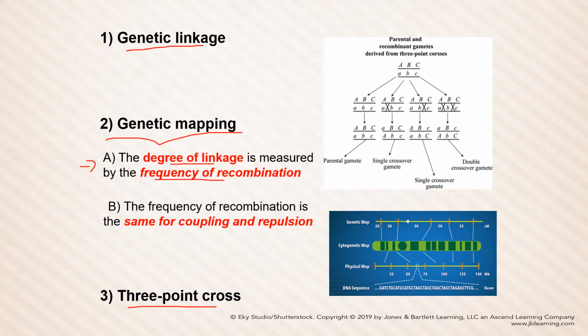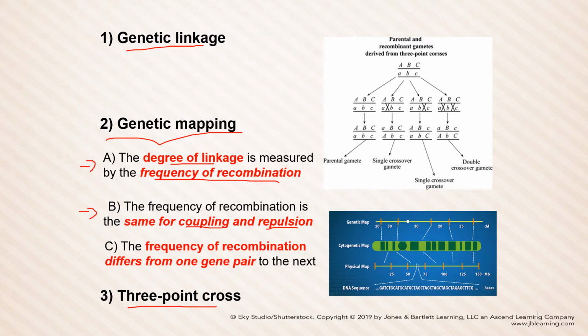the frequency of recombination. I want you to remember that the frequency of recombination is the same for cis and trans, or coupling and repulsion, and I will explain in the following slide what that is. And also I want you to remember that the frequency of recombination differs from one gene pair to the next. These three concepts are very important for you to remember after this section on genetic mapping.